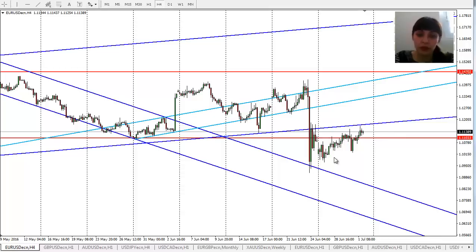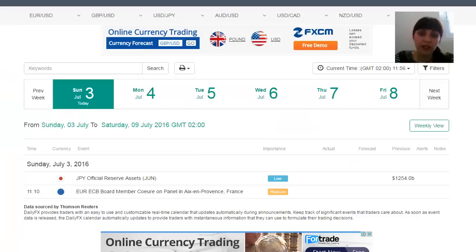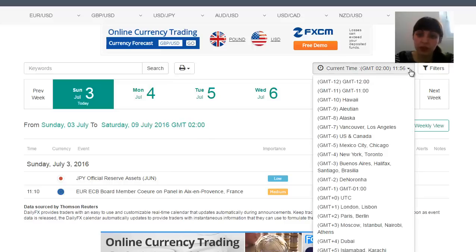So with euro dollar, what can I say? Well, of course, let's start again with checking out the news calendar, for all the pairs for the whole week. And I'm using dailyfx.com, as you know, where you can see the calendar. So first of all, I'm changing the time. That will be UTC, which I do have in my chart.